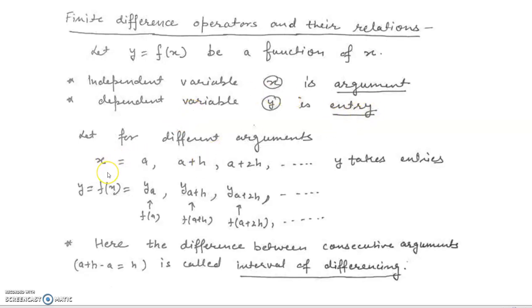Now let us consider different arguments at equal intervals h. So here the arguments are a, a plus h, a plus 2h and so on, and at these points the entries are f of a, that is ya, f of a plus h, that is ya plus h, and so on. Any two consecutive arguments, you can see, have the same difference. The difference between these two is h, and between these two is h. So this h is called the interval of differencing.